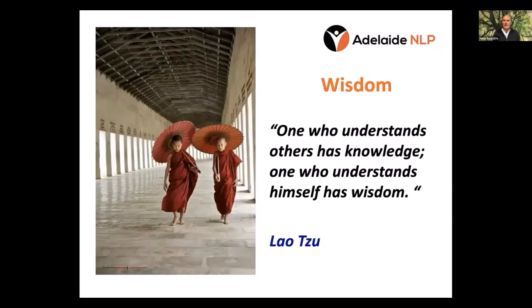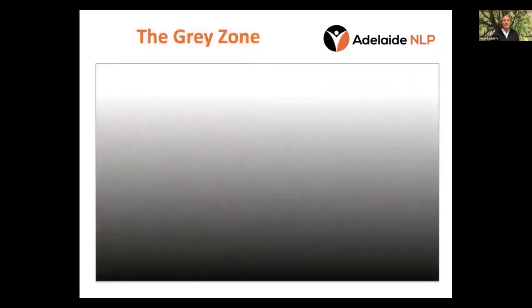One who understands others has knowledge, but what we want more than anything is for us to understand ourselves with NLP. Now, I'd like to take you through what I call the grey zone, about people that are wanting to come to NLP. So this is kind of a pictorial diagram of our life, where the white zone is where everything goes well for us, and the black zone is where everything in our life is going wrong.